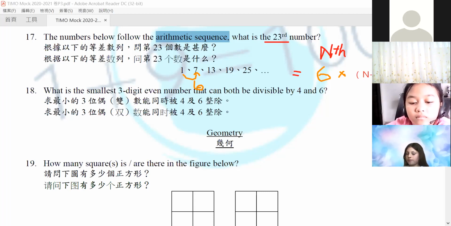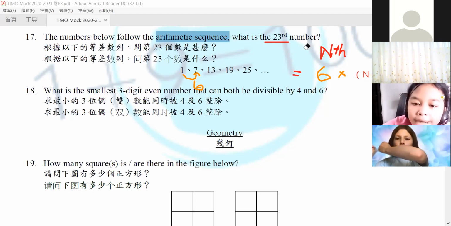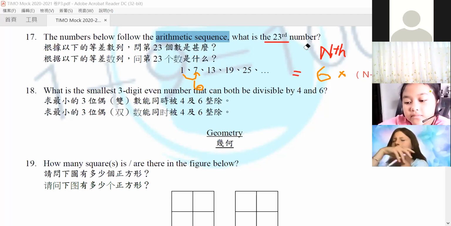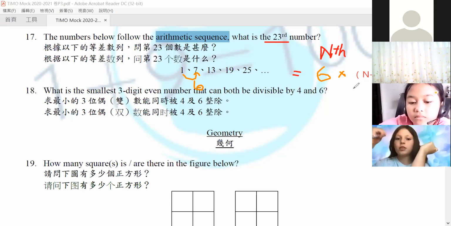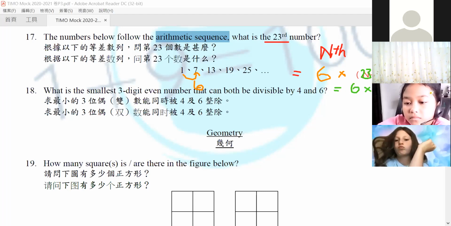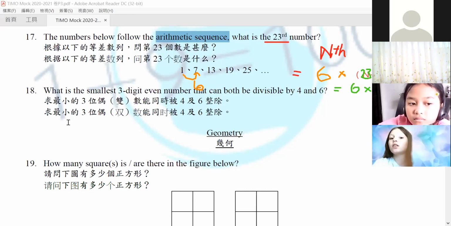So what is the first number? The first number is exactly 1, right? And what is our n? Our n is equal to 23. So if we add them up, it will be 6 times 22 plus 1, which is equal to 133. 133 is our answer. Someone has typed the equation in the chat room. So this is our answer. Question 17 should be 133.